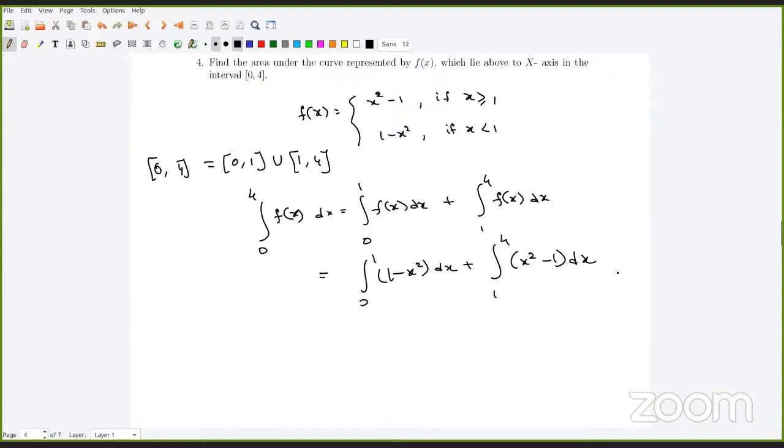Yes, sir. Without calculating, only from 1 to 4, right? Because the question is asking about above the x-axis. No. Above the x-axis is in the interval 0 to 4. But suppose above the x-axis is not mentioned, then sure. And the options are like twice the area and 0. Both are there. Twice the area of one part. So which one should we choose? No, I have not got your point.